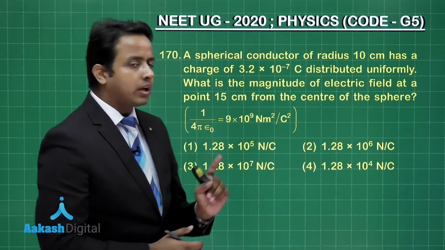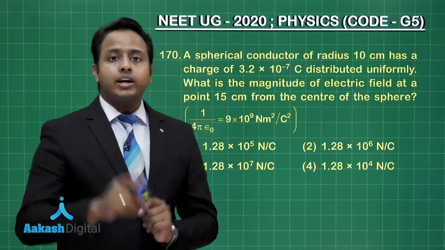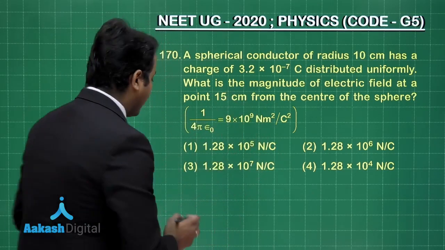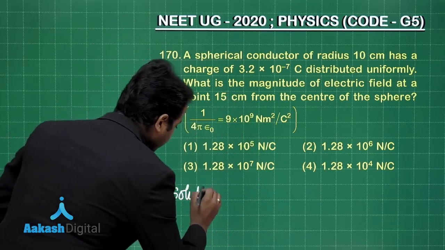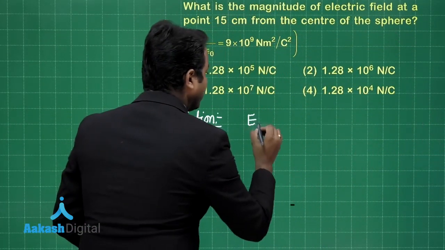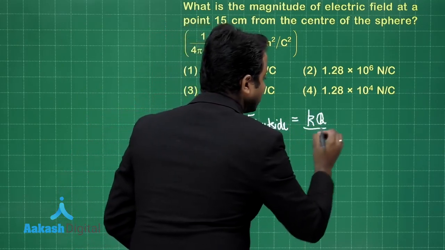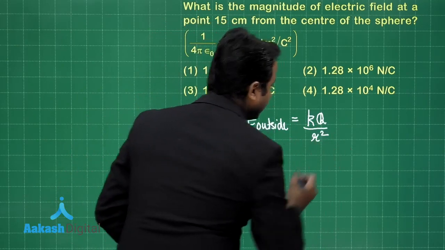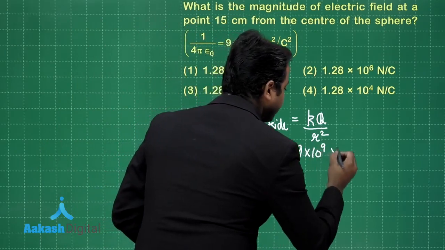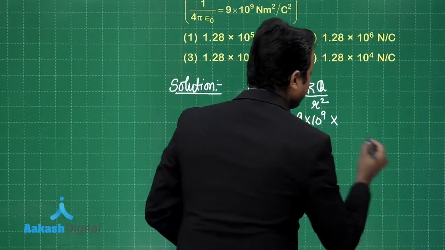Now clearly you can see the sphere is of radius 10 centimeter and the point is located at 15 centimeter. So obviously we are at an outside point of the sphere, and clearly I can write down the expression. Using the spherical symmetry, electric field at a region outside the sphere at a distance r will be k, charge on the body divided by distance square, kq by r square. So k value is 9 × 10^9. Q value, the charge given to the sphere, is 3.2 × 10^-7.